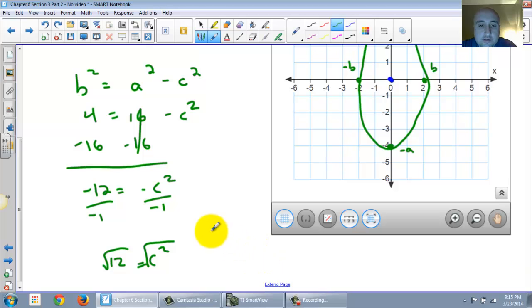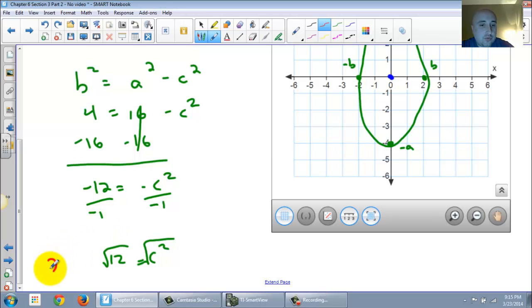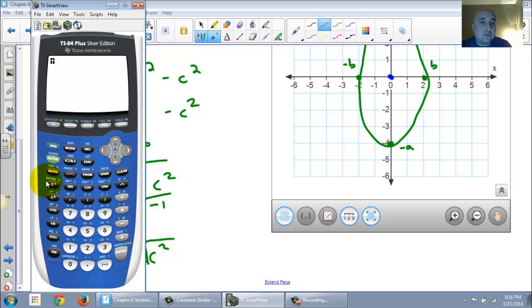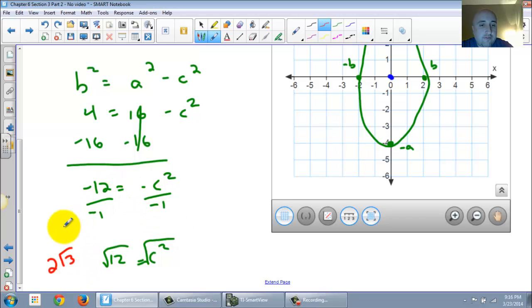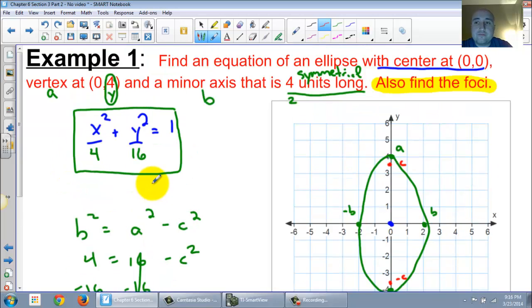Let's see what this c is. You should be able to reduce this to 2 root 3. Remember, 12 is 4 times 3, the square root of 4 is 2, so 2 root 3. Now, let's get the square root of 12 as a decimal. It's 3.46, so 3.46 equals C. Remember, C always goes with A. So I need to go 3.46 up. There's our positive C, and negative 3.46 down, there is our negative C. Our focus points are 0, plus or minus 3.46.